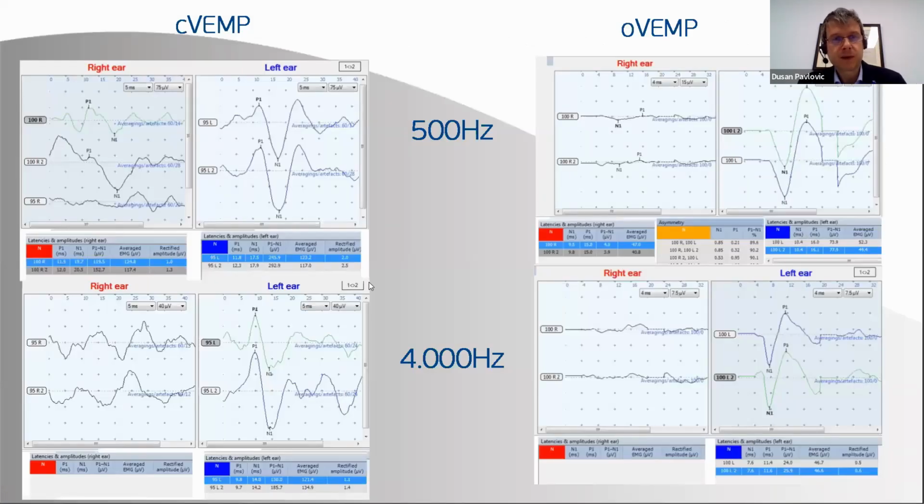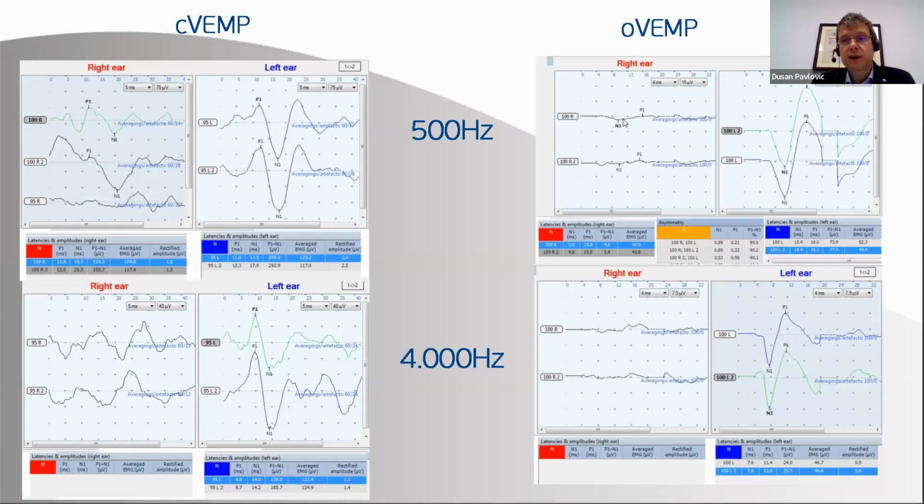And here is the first example. You see the first graph represents a CVEMP, and you see a little asymmetry. You see a bigger amplitude on the left side. Can we conclude it is significant asymmetry and suspect dehiscence?